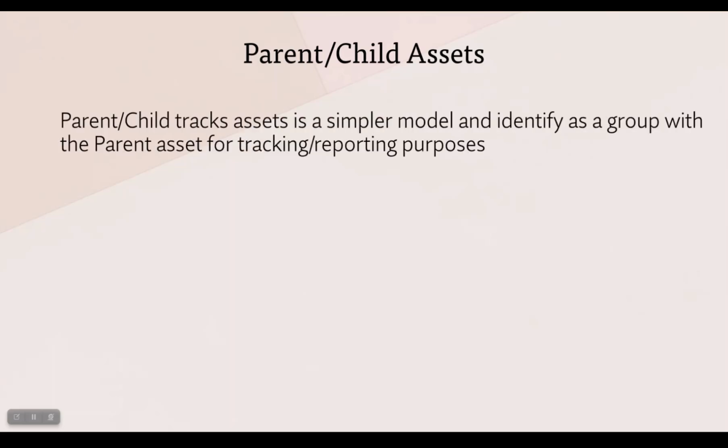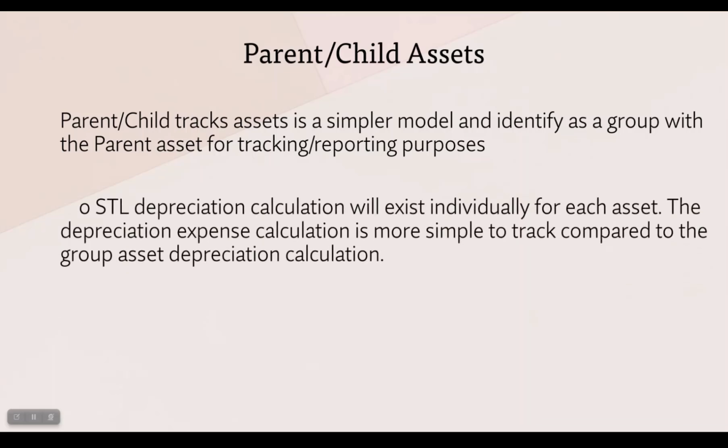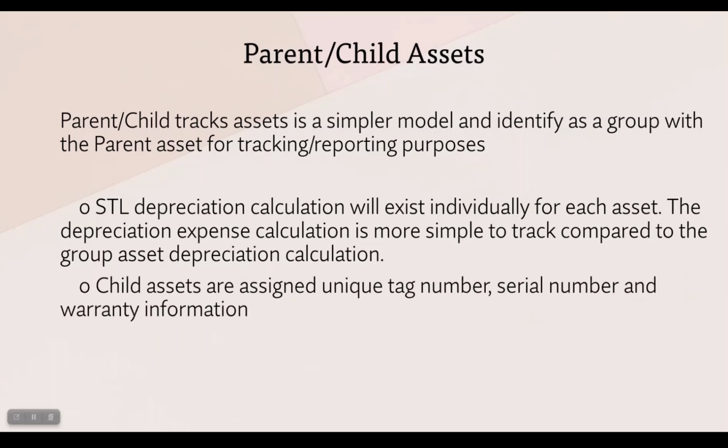What about parent and child? Parent and child track assets is a simpler model, identified as a group with the parent asset for tracking and reporting purposes. STL depreciation, as a straight line depreciation calculation, will exist individually for each asset. Depreciation expense calculation is simpler to track compared to the group asset depreciation calculation. Child assets are assigned a unique tag number, serial number, and warranty information.